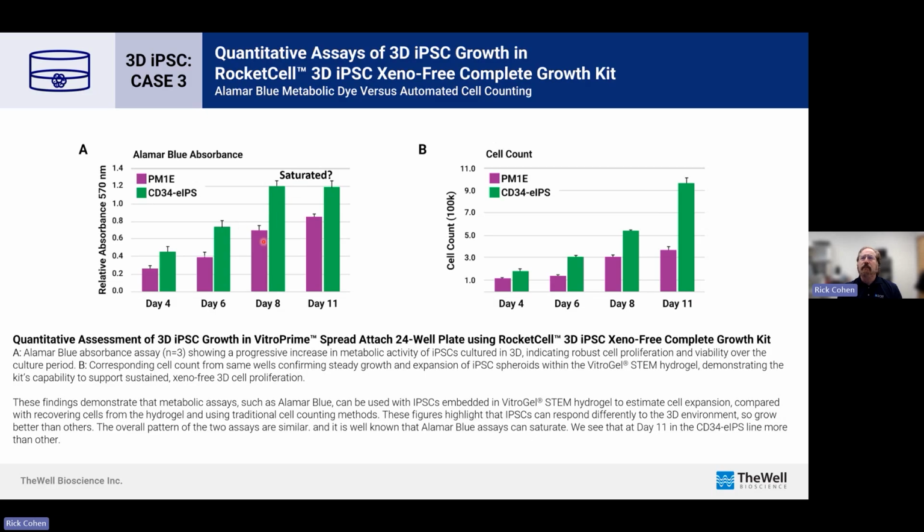And again, there's not much difference. So we think we've saturated the Alamar Blue absorbance. But then again, we're only recommending a 7-day work cycle. So you would be carrying it out a day before day 8.